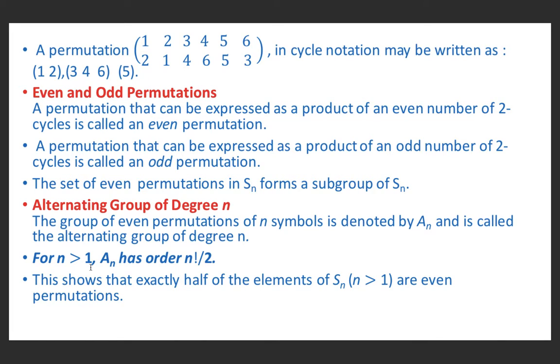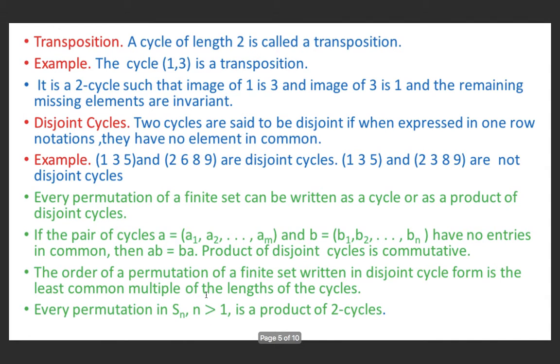If n is greater than 1, An has n factorial upon 2 elements. This shows that exactly half of the elements of Sn, where n is greater than 1, are even permutations.